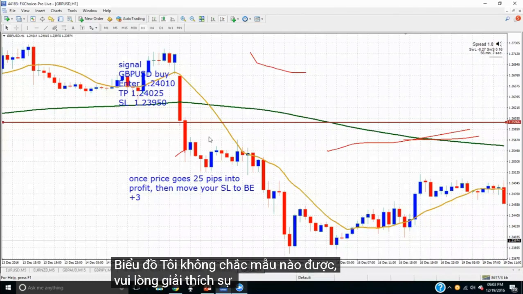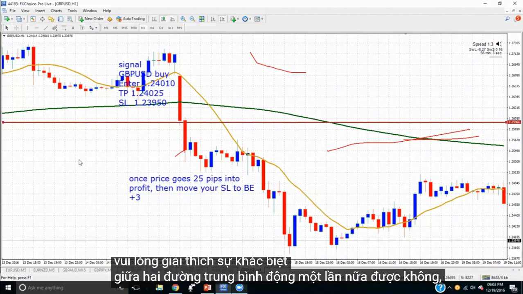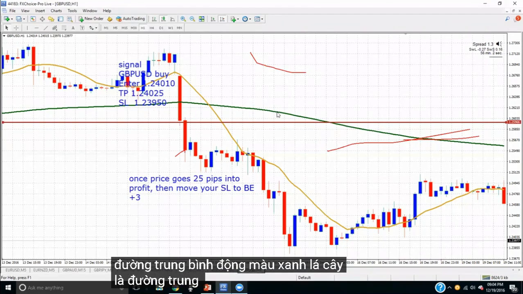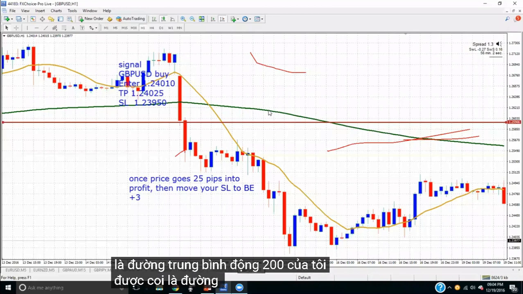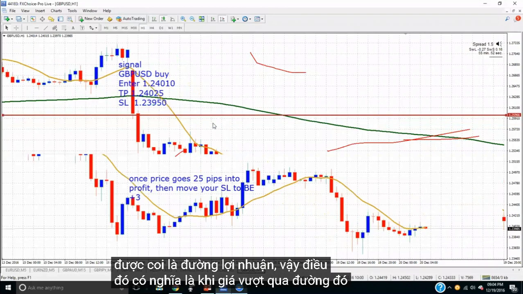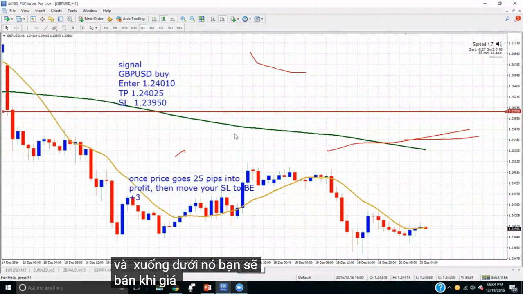Okay, please explain the difference between the 2 moving averages again. Okay. The moving average, the green one, which is my 200 moving average, that is considered the profit line, okay? So what that means is when price crosses that line and goes below it, you're going to sell. When price goes across and goes above it, you're going to buy.